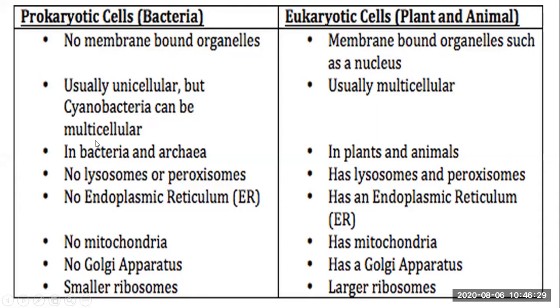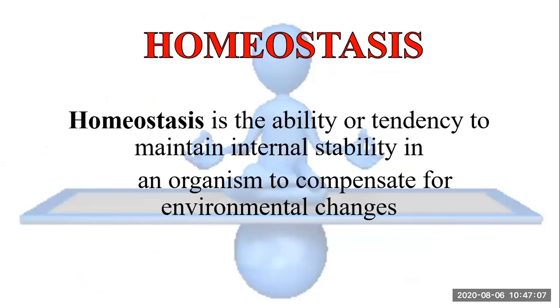Prokaryotic cells are present in bacteria and archaea. Archaea is also a kind of bacteria. And eukaryotic cells are present in plants, animals, and other organisms. Now, these are the organelles which are either present or not. Lysosome, peroxisomes, endoplasmic reticulum, mitochondria, Golgi apparatus are not present in the prokaryotic cells, because they are all membrane-bound. Thus all of these are present in the eukaryotic cells. Moreover, the ribosomes are smaller in prokaryotic cells and larger in eukaryotic cells. So these are the basic differences between prokaryotic cells and eukaryotic cells.